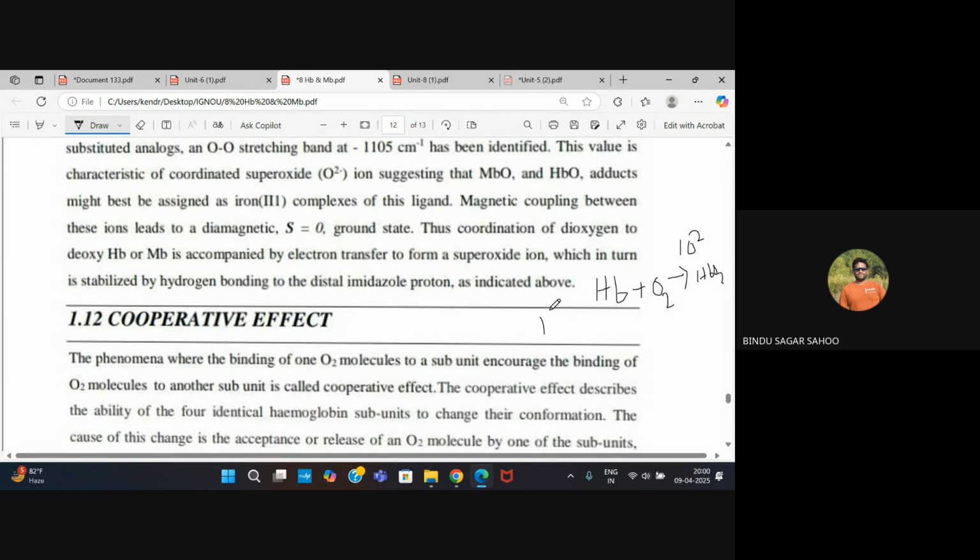In the second condition, HbO2 further reacts with another oxygen molecule, forming another molecule, HbO2 2. Two oxygen molecules bind with two subunits.